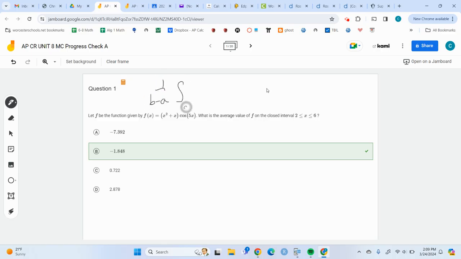So for number one, as soon as I see average value here, what's the average value of f? I'm going to think of this formula. And remember, whatever you want the average value of, that's what your integrand is going to be. So if I want the average value of this function right here from 2 to 6, I'm going to do 1 over 6 minus 2, so 1/4, from 2 to 6. And if this was a free response, you could just write f of x there because the problem is calling this thing f of x, but I'm just going to write it there so you can see exactly what I'm doing.